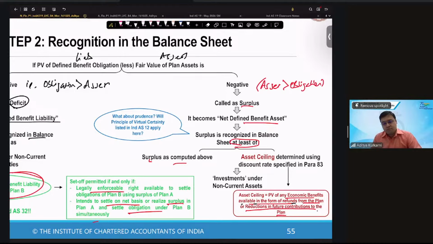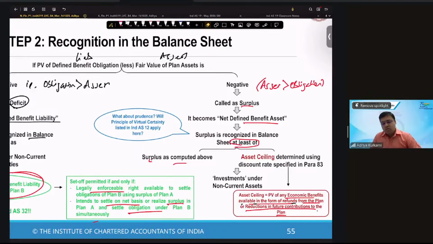Okay. Let's say every year I was contributing rupees 100, and due to the returns I've earned on my asset, the fair value has increased, and my contribution is now reduced to rupees 80 only. In that case, my asset ceiling would be the present value of that rupees 20, the differential. You have parked 100 earlier year, correct?